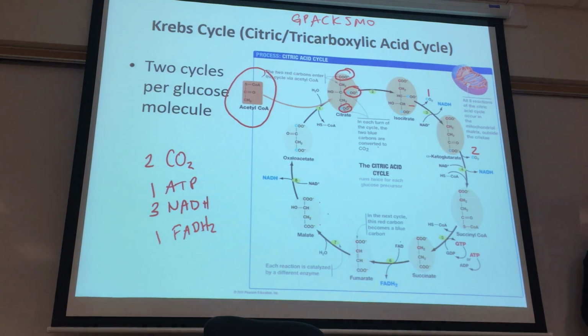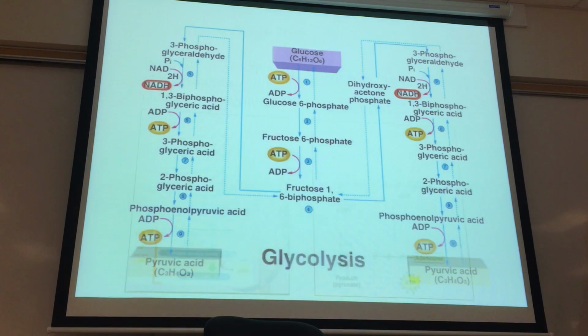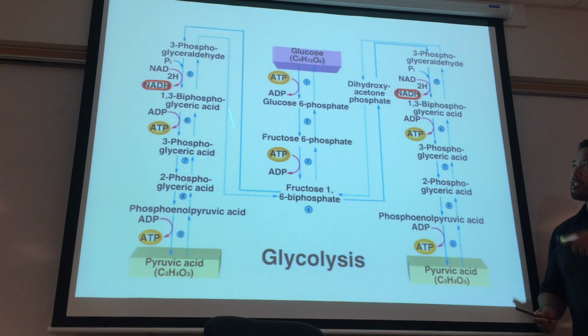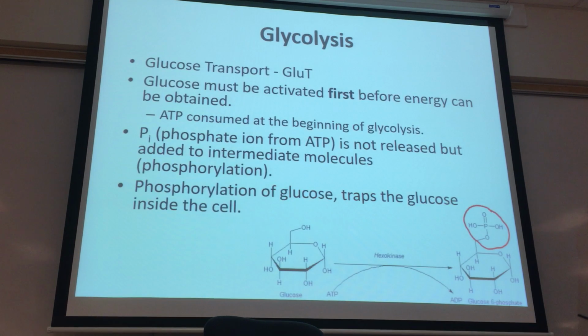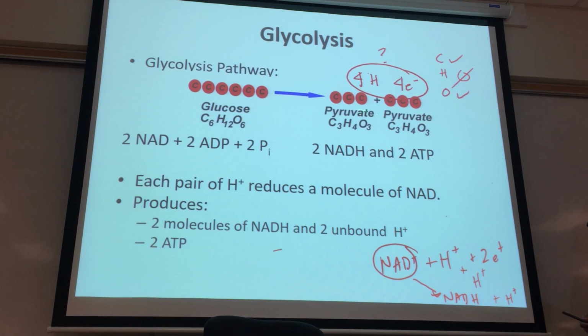So, my question to you is how many turns are there per glucose molecule? 2. How'd you guys know that? Well, hopefully not because you just said it right there. I realized that after I asked that question. But that glucose molecule is broken down into 2 pyruvates. Let me go back to an earlier slide. That glucose gets broken down into 2 pyruvic acids. So that pyruvic acid gets converted to acetyl-CoA. That means per glucose molecule, it's going to spin through twice.